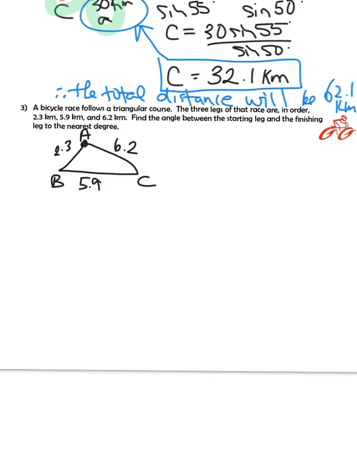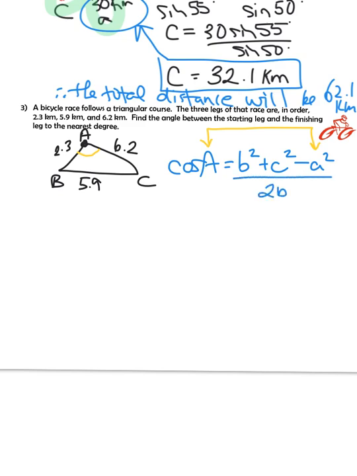Find the angle between the starting and the finishing leg. So if I started at A and then go around and end at A, I'm looking for this angle in here. So as you know, when we have all 3 sides and we're looking for an angle, we can use the cosine law for this one. So to set this up, I'm going to start with cos A equals side B squared plus C squared minus A squared. Remember the letter at the front and the letter at the back have to match, otherwise you're going to be subtracting the wrong value, over 2BC.